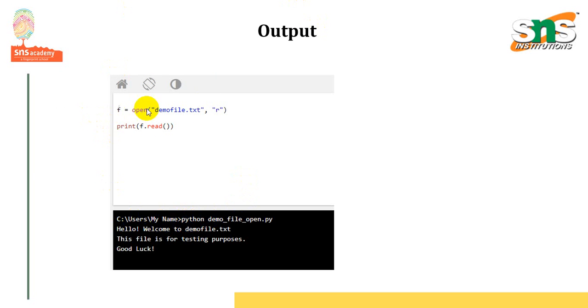So you just see this here. This is a program, this is a simulation part. Here I've given the program, and demo file.txt is already created. Inside that we have given the content: hello welcome to demo file.txt, this file is for testing purpose, and good luck. So this is reading the entire content of the file, right? Now I want to run this in a live demo session so that you can clearly understand. Is it clear? Okay, so we'll go for the live session.